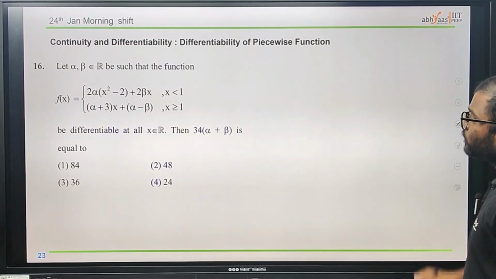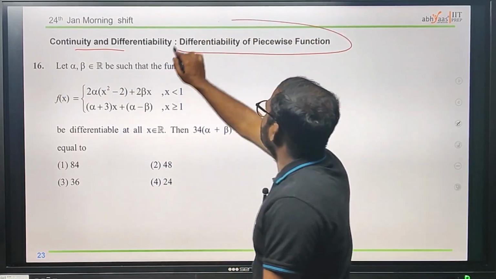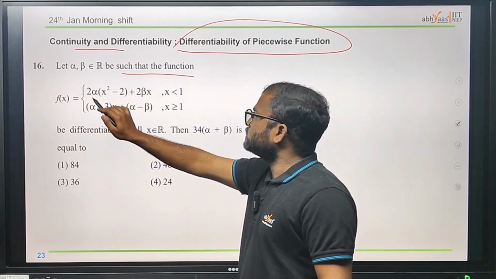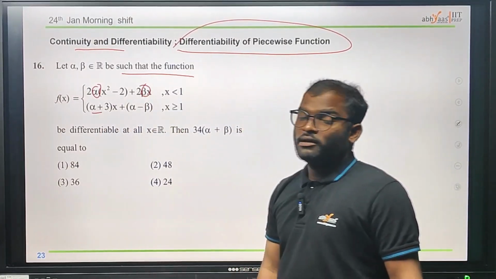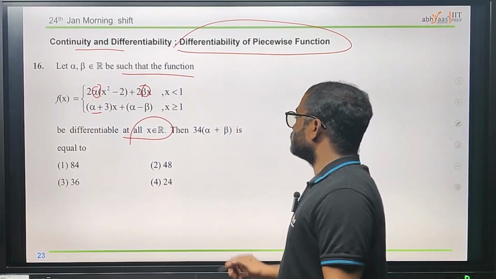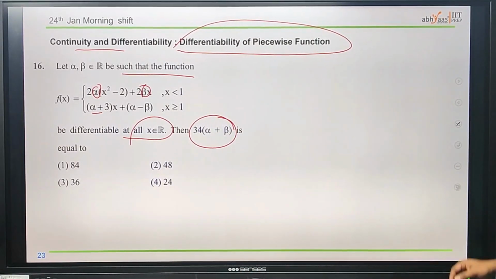Next thing, on the basis of continuity and differentiability, which is differentiability of a piecewise function. If you see here, they've given one function where alpha is unknown, and beta as well is unknown, saying that it is differentiable at all x belonging to real numbers. Then what is the final value of the unknown values of alpha and beta? Just adding those things.